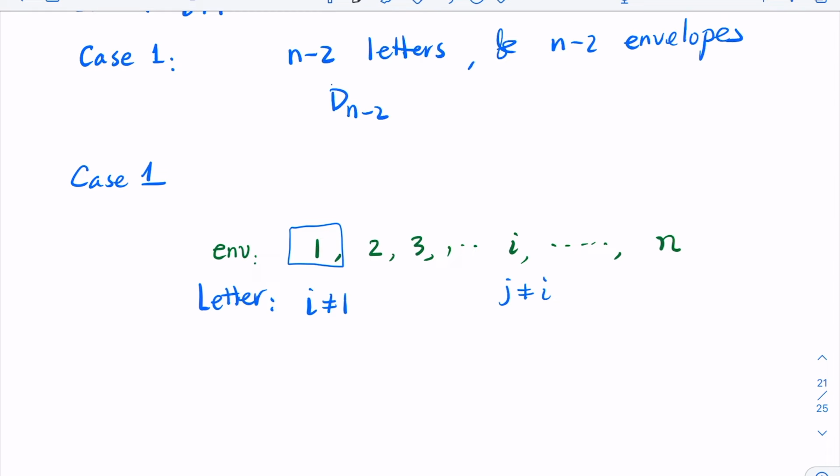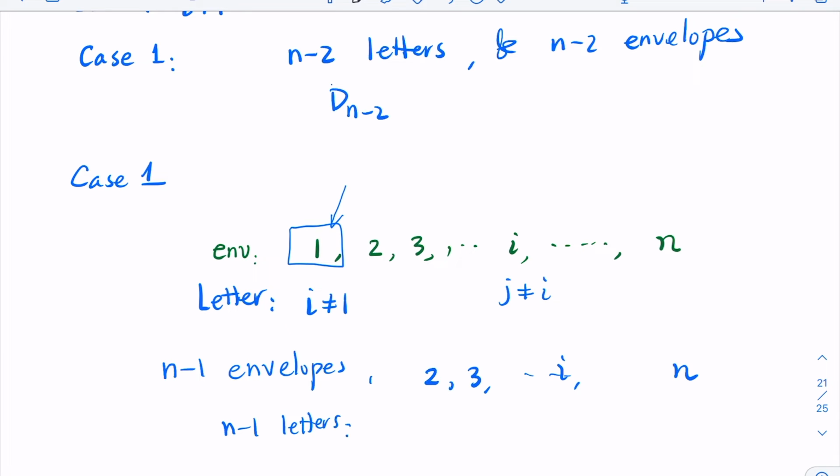So when you think about it, since envelope 1 already has a letter, we look at the remaining n-1 envelopes. Okay, so we have n-1 envelopes, and what are they? That is 2, 3, and go to n, right? And i is in the middle here somewhere. And you also have n-1 letters.